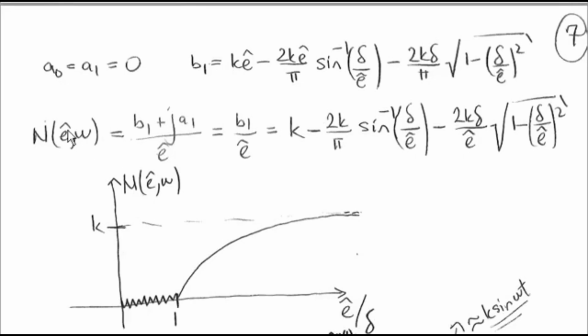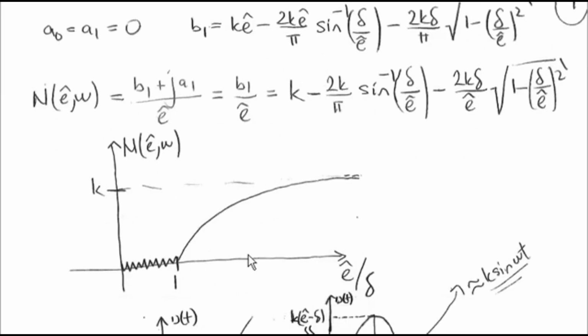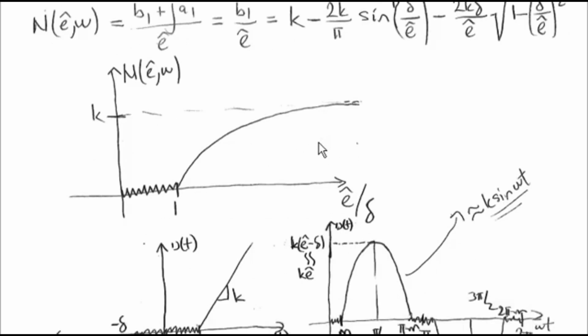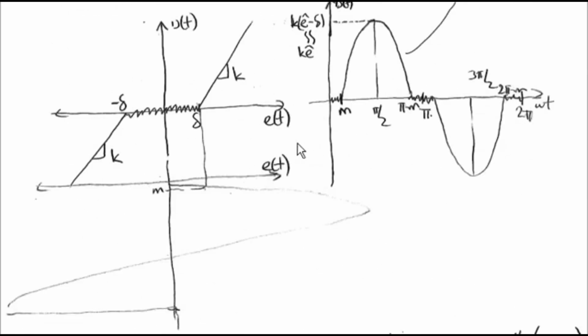If I draw this describing function with respect to E hat over delta, if E hat was smaller than delta, then the describing function was equal to 0. And then it is going to start from 0 and increase to the value k for very large E hat values. So why does this describing function converge to k? Let us try to understand that.